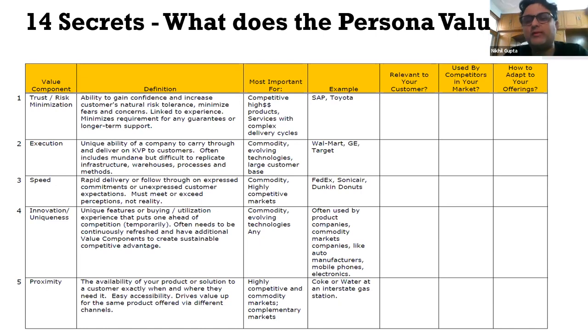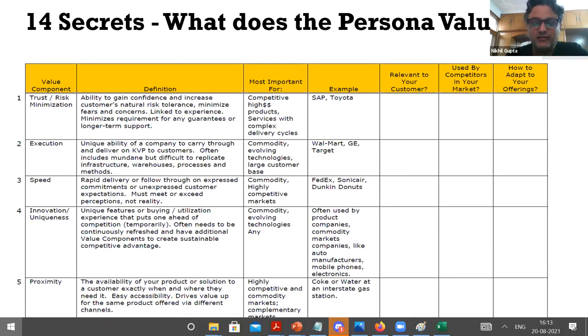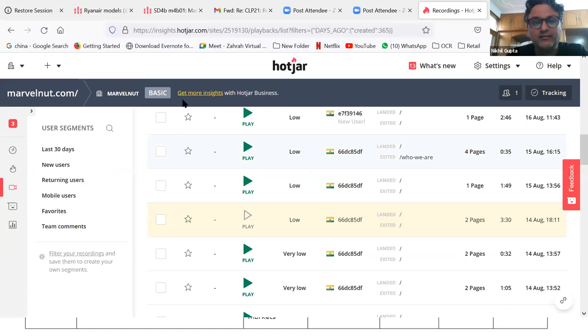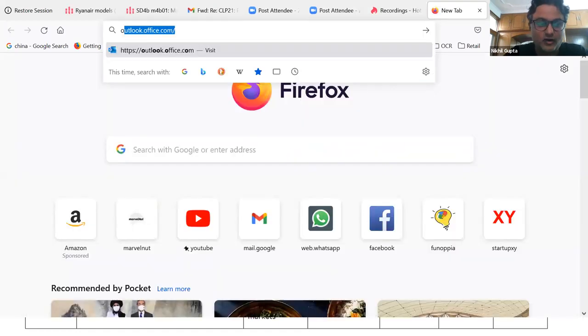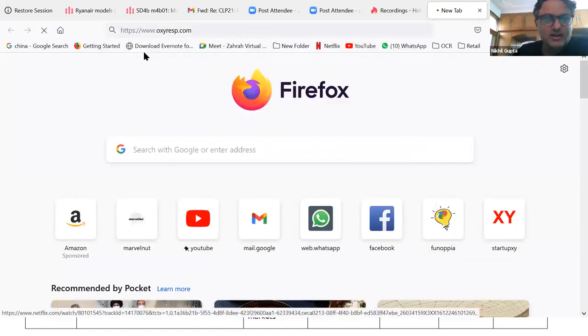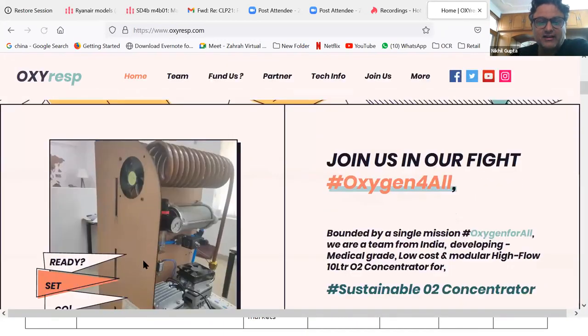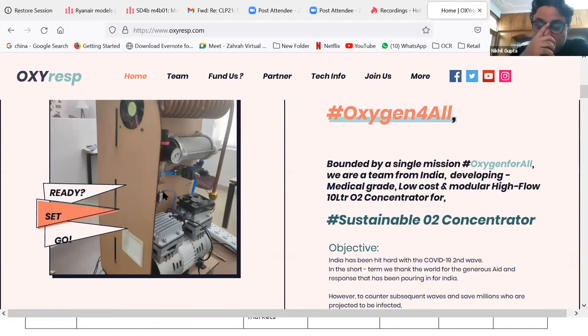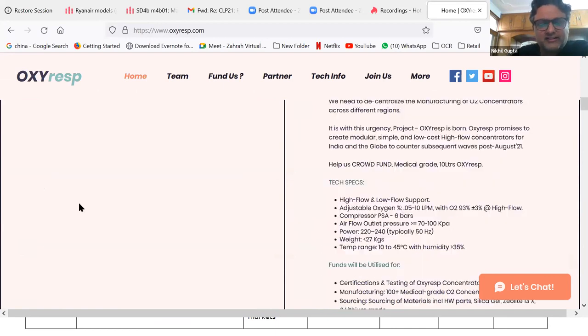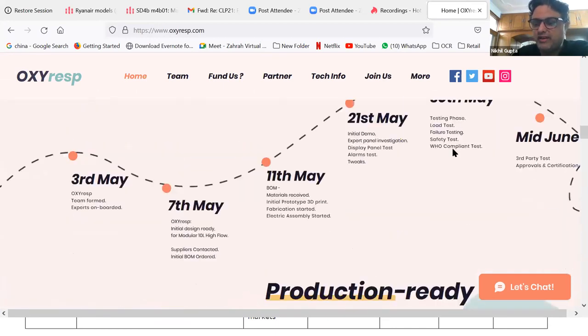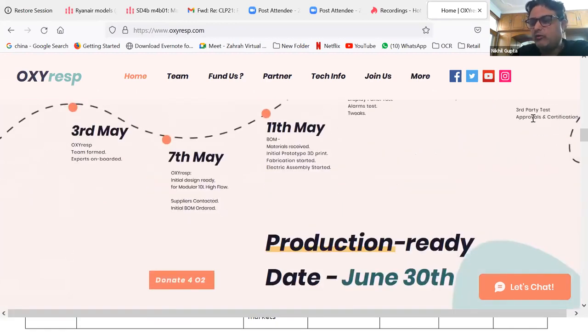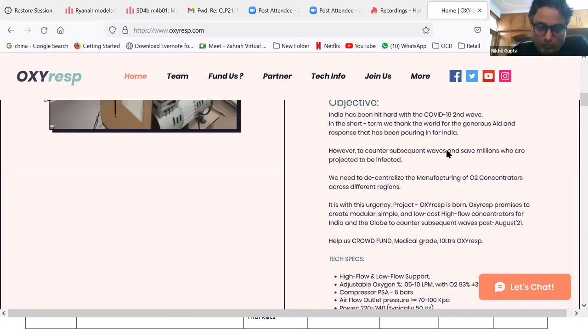You will not believe this. That is called rapid prototyping. We didn't know anything about it. We're not mechanical guys, but we went ahead and created oxygen concentrators. We got them certified. We called it OxyRest, and we gave it on a not-for-profit basis. So we created this, and this is a prototype. I'll tell you where we got stuck. It was ready in May, June. From 3rd May to mid-June, it was already there for approvals and certification from the government.